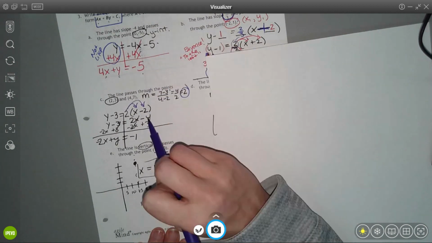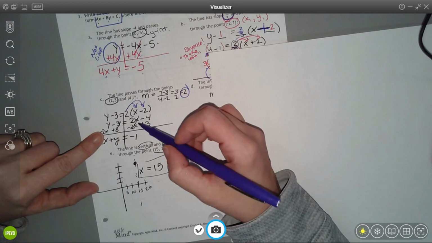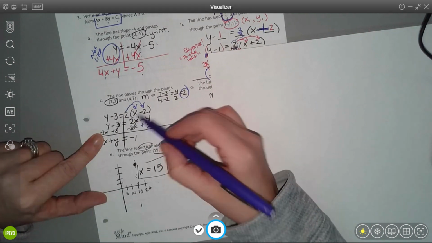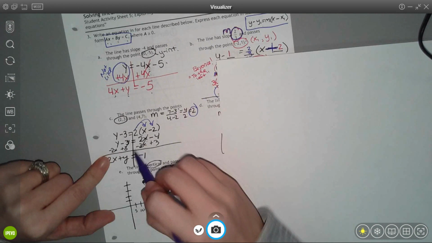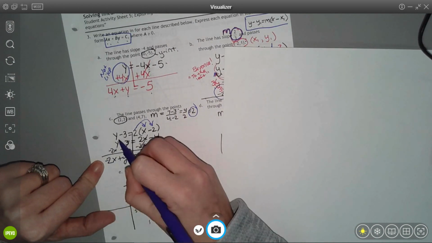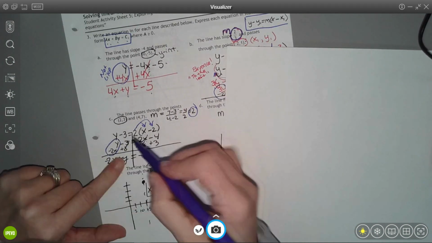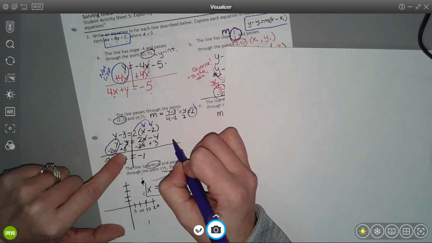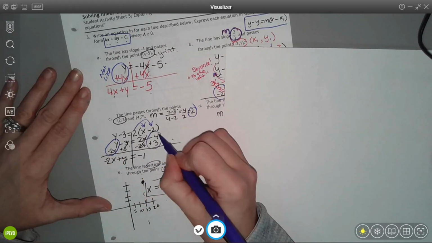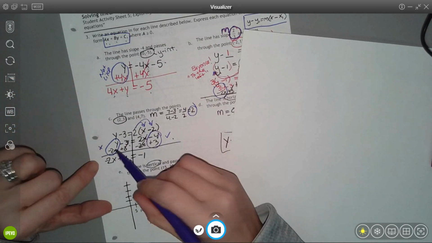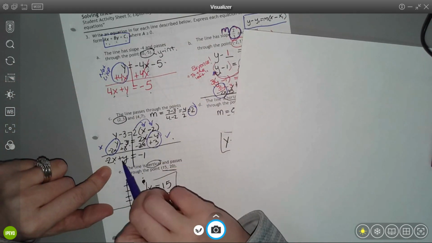We need to get our letters to the left. Remember, writing standard form, x and y are on the same side. So I'm going to minus 2x, not like terms. I'm also going to get that minus 3 to the other side by adding it. These are like terms. I'm left with negative 2x plus y equals negative 1.